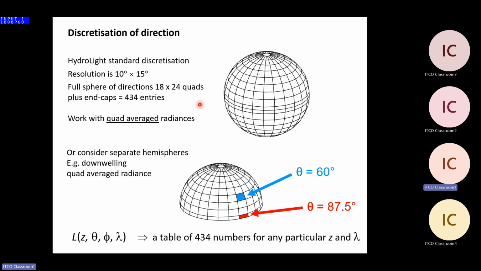Okay, so I just mentioned we can talk about separate hemispheres. For example, the radiance propagating at a theta of 60 degrees would be represented by a number in this quad, and at 87.5 degrees, it would be represented by a number in this quad. But the radiances between all the angles there are represented by a single number, which is the average radiance in that quad. So basically, we turn the whole sphere of all directions into 434 numbers. That's what it is, just a table of numbers of the quad average radiance in all those directions.